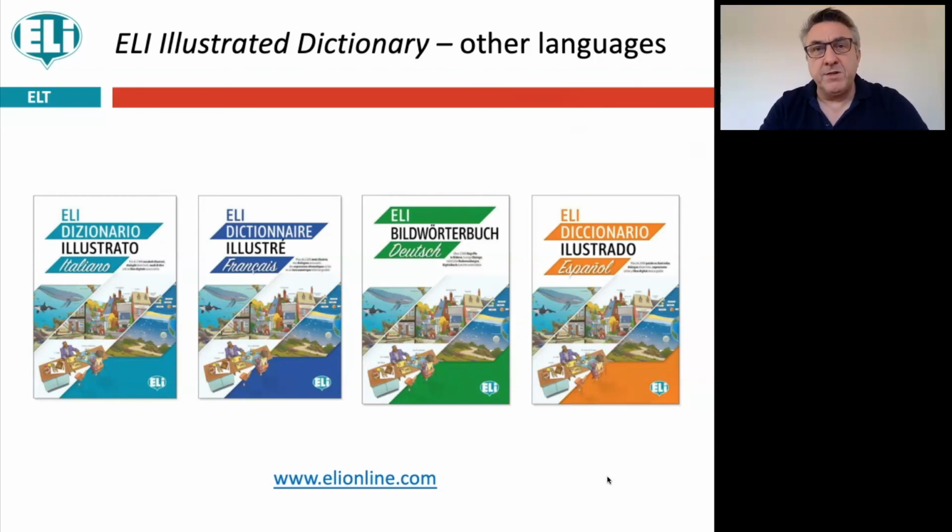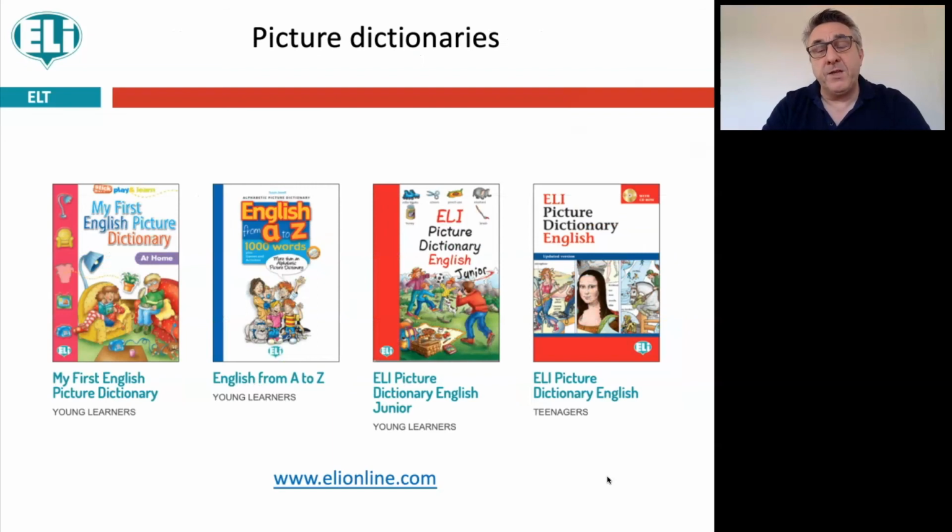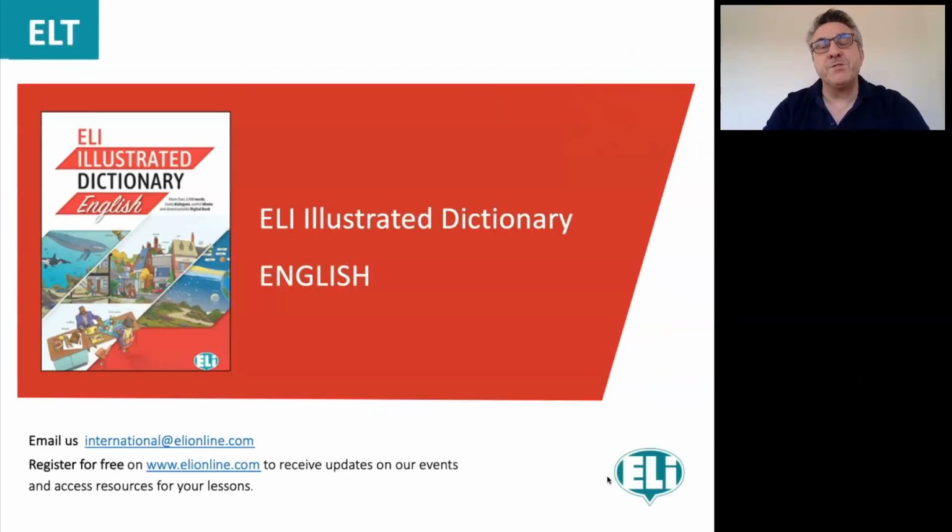Other titles in the series for different languages are Italian, French, German and Spanish, and everything can be checked out at the website elionline.com, including searching under dictionaries or pictures and seeing what else is available, because there are other dictionaries for the younger learners too. So that's the ELI Illustrated Dictionary for English, and everything is available for you to check out, including sample pages at elionline.com.